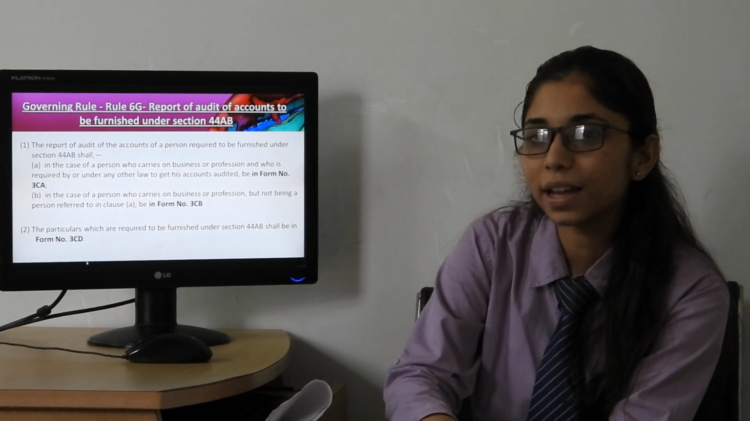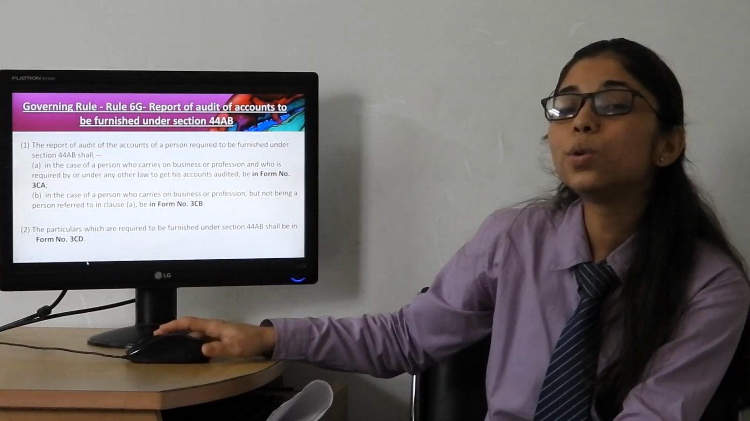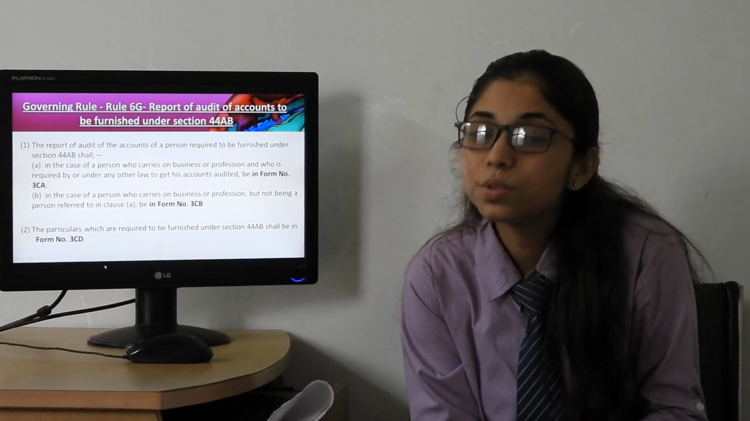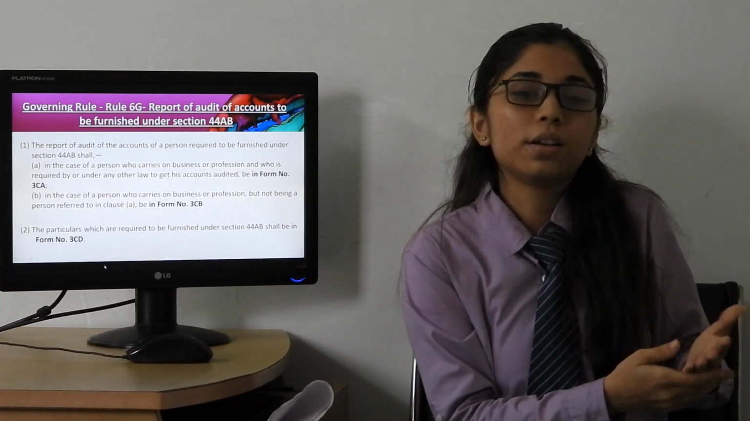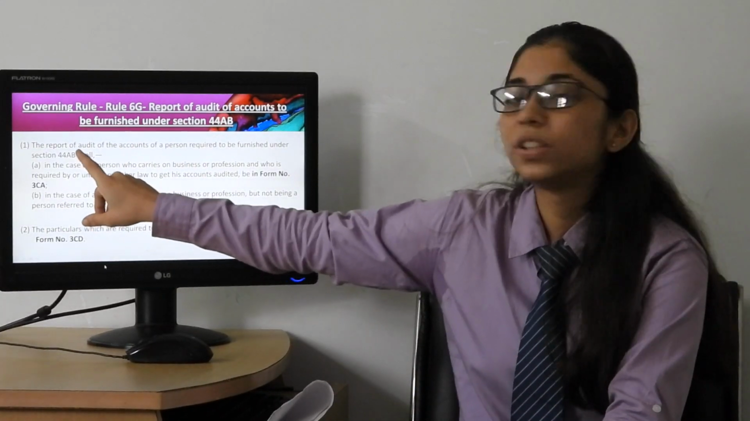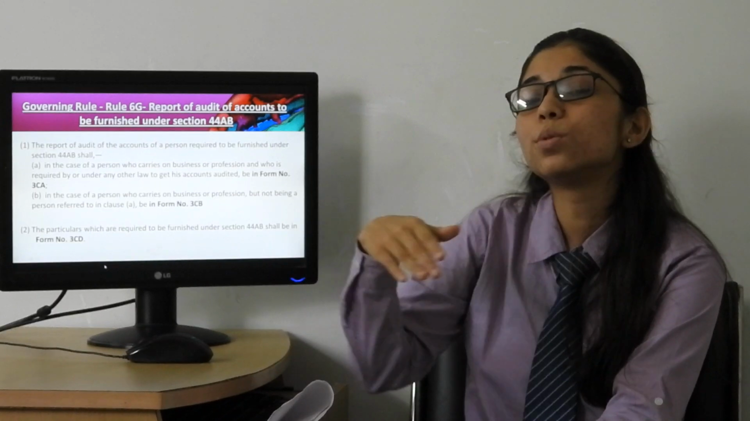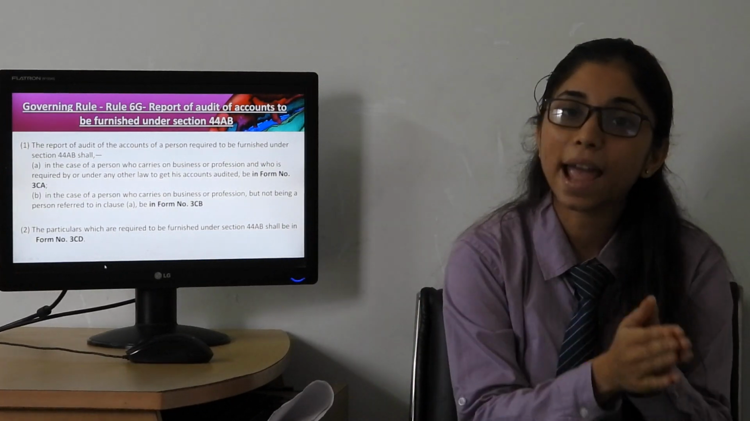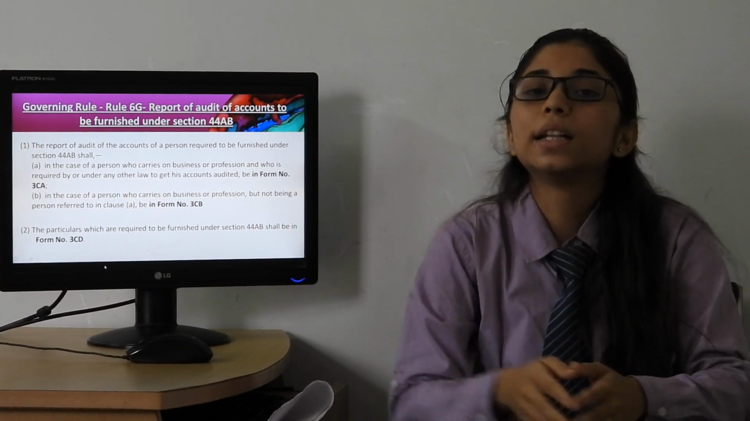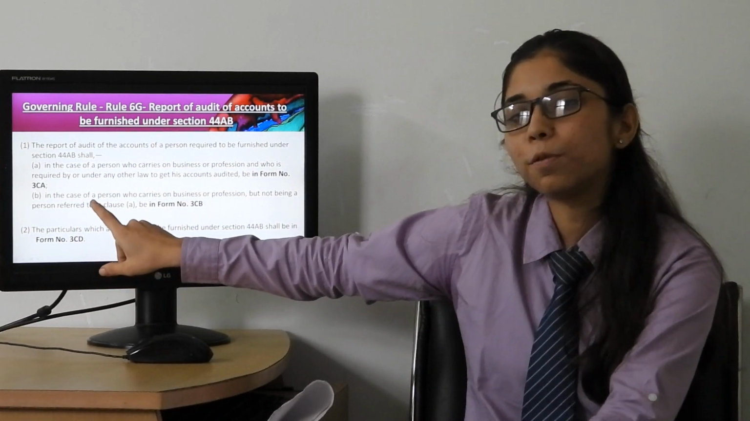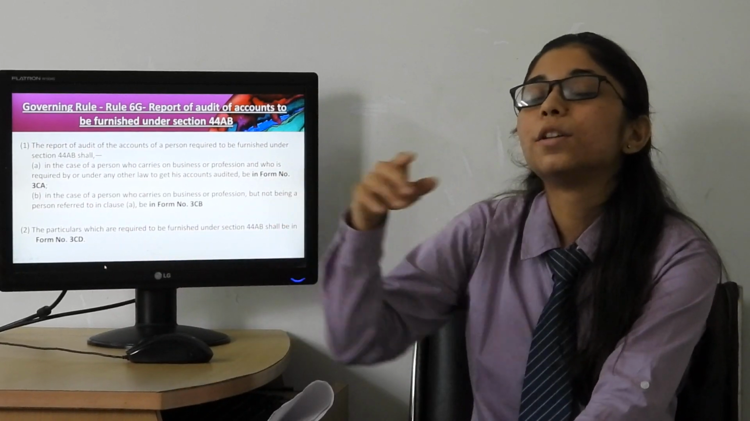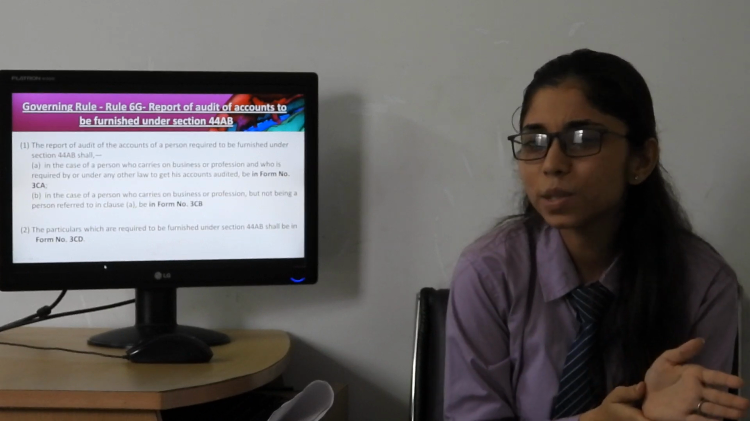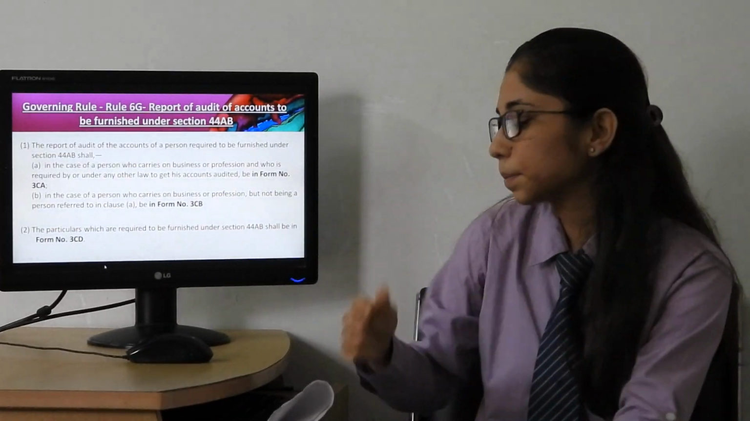What is 3CA? The persons who need to get their books of accounts audited under another law need to file Form 3CA. The persons who need their books of accounts to be audited under the Income Tax Act 1961 need to file Form 3CB, and Form 3CD is the particulars, or rather I would say the details, which we need to give about the assessee.